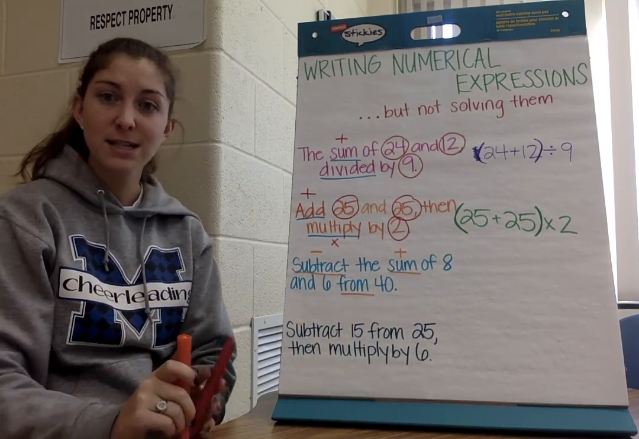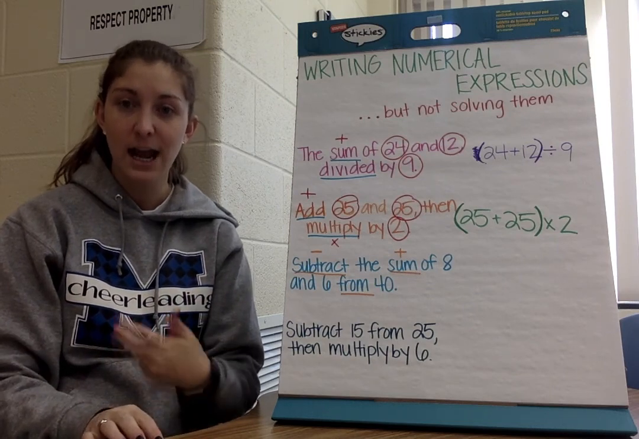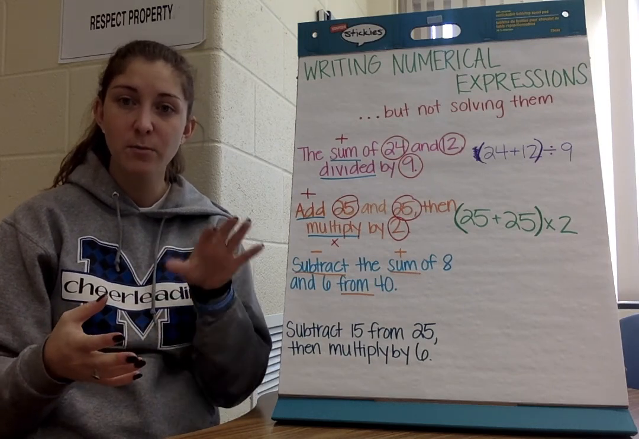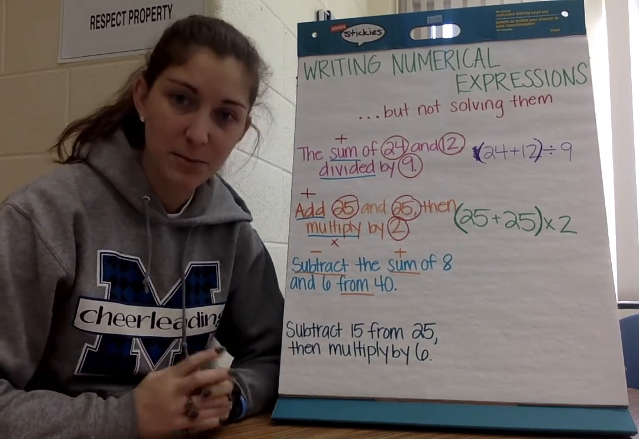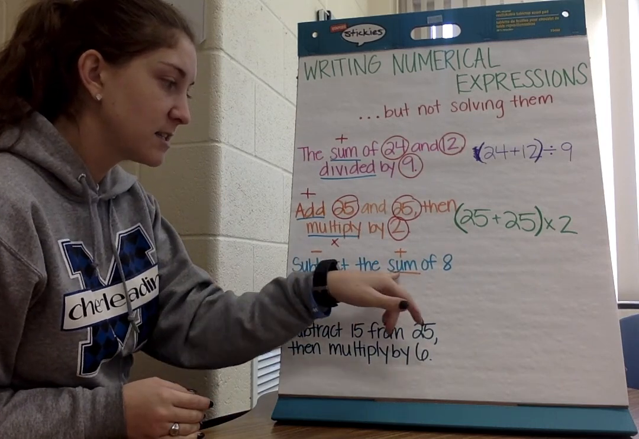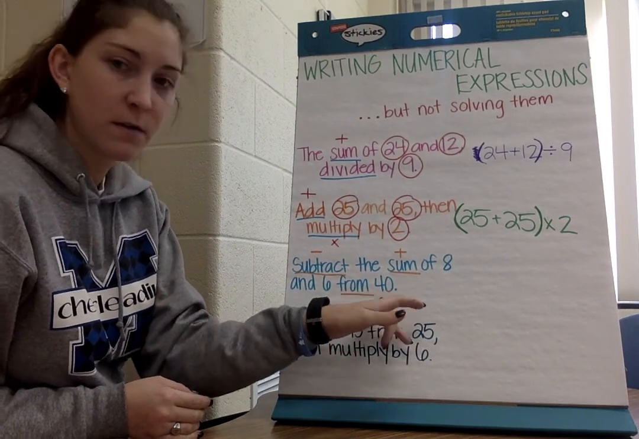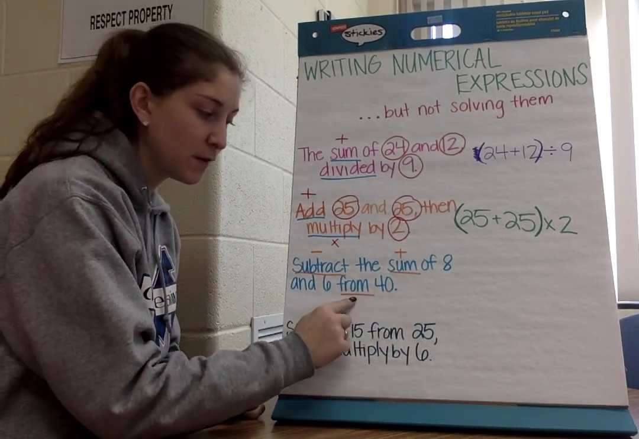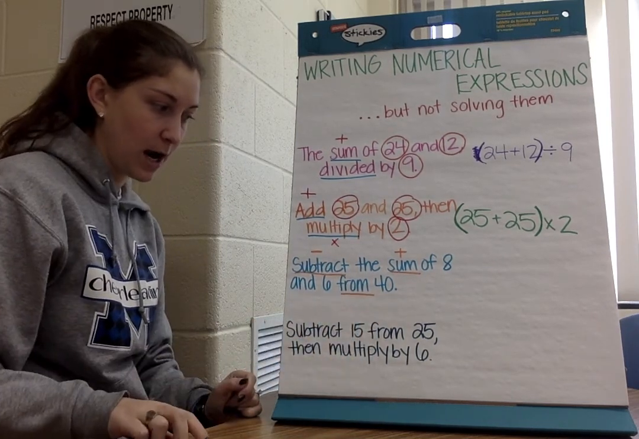Now, these are where things get a little tricky with subtraction. In order to subtract and have a correct equation, we know that the bigger number has to go first. So keep that in mind when you are subtracting. But you also have to read these very carefully. Subtract the sum of 8 and 6 from 40. Anytime you see from a number, this number is going to go first when I write it.